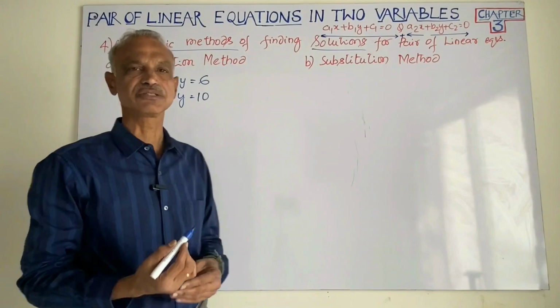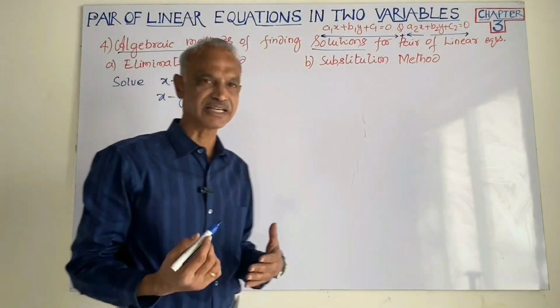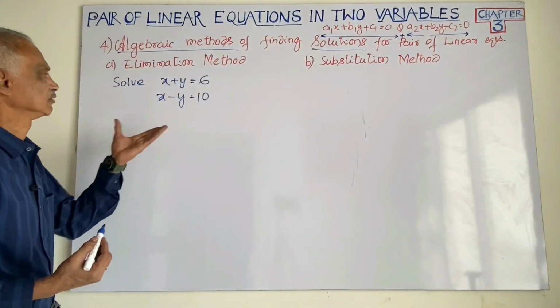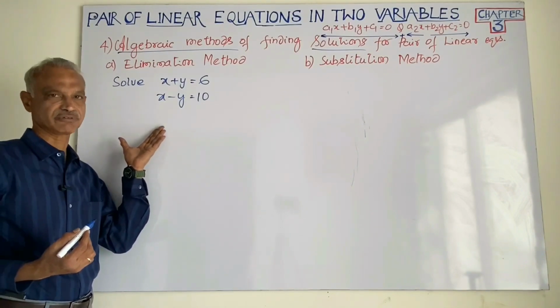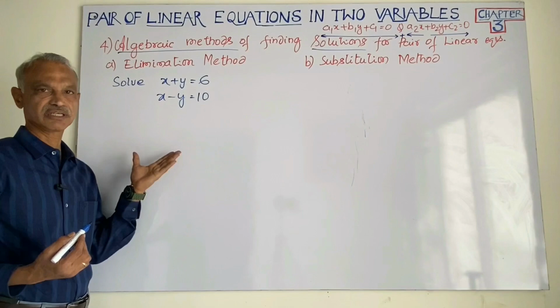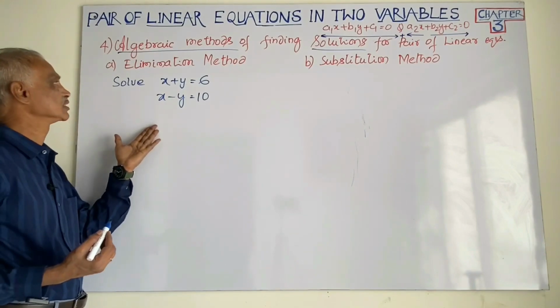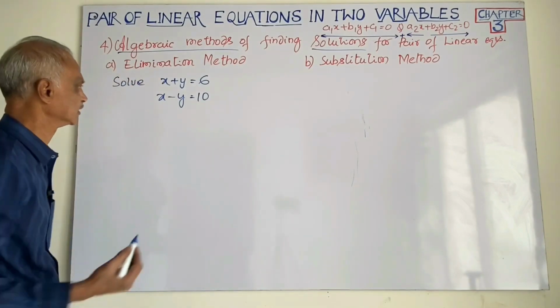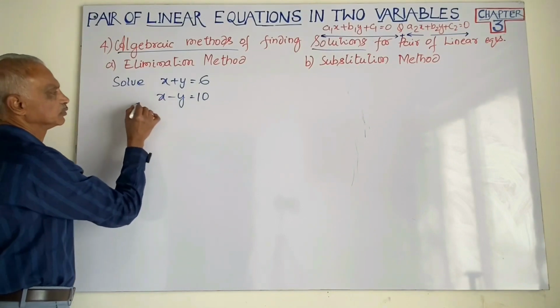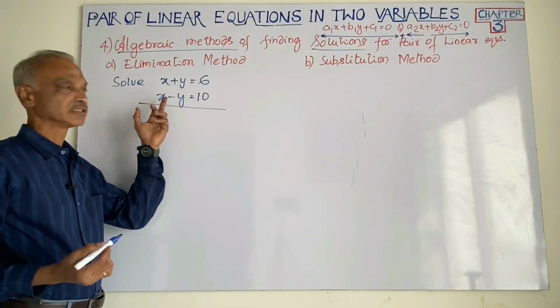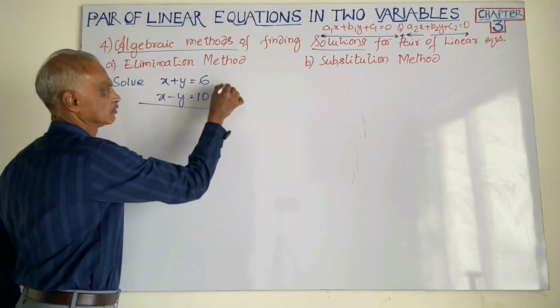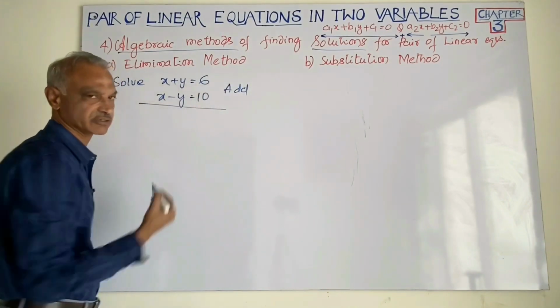Solving equations means we have to find the values of x and y. Here we have to find the solution to these two equations, pair of linear equations in two variables, by elimination method. See, first we have to add these two. We have plus and minus, that's why we have to add these two equations.